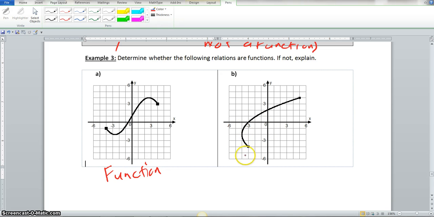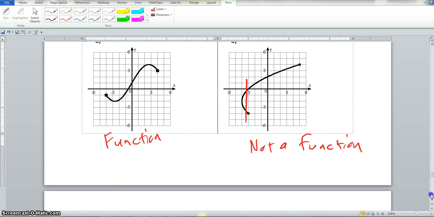Now, if we drew a vertical line here, you notice it hits 2 points on this graph. So it's automatically not a function. It did not pass the vertical line test.